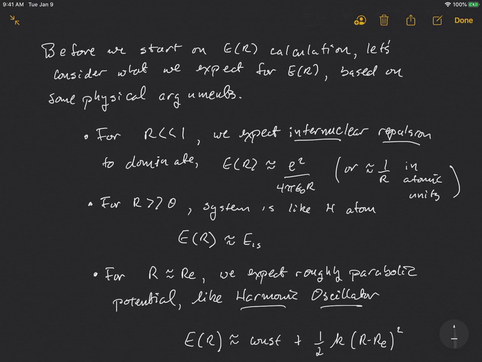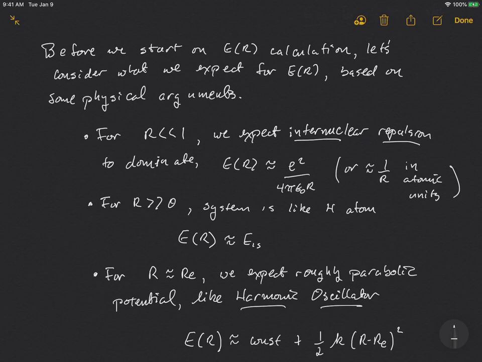H2 plus molecule ion, part 4. Now, before we start on our calculation of the energy of the system as a function of internuclear distance, let's consider what we expect that energy function to look like as a function of internuclear distance based on some simple arguments.